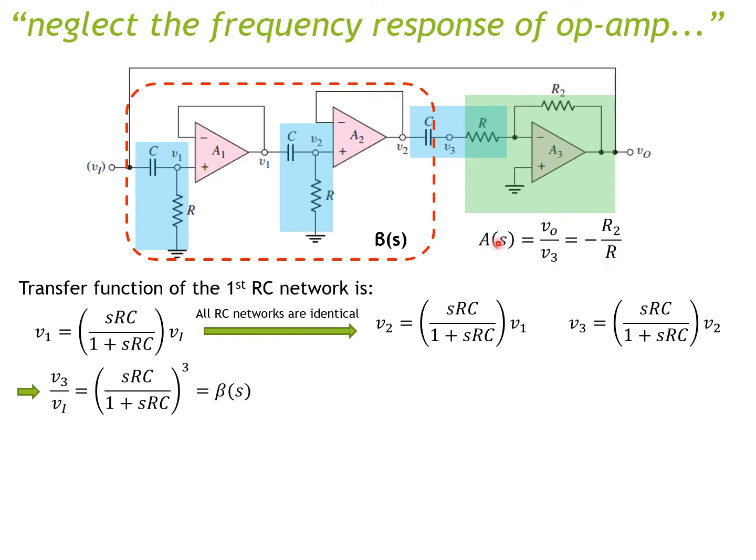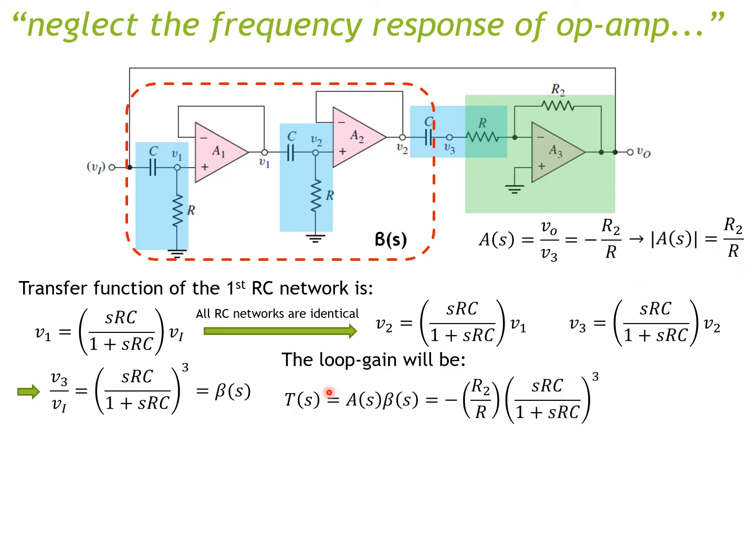So the open loop gain transfer function is going to be quite simple because now we neglect the frequency response of each op-amp, and this is basically just a single op-amp. We're going to have VO over V3 equal to negative R2 over R. This negative sign introduces the negative 180 degree phase shift. So the magnitude of this gain will be R2 over R.